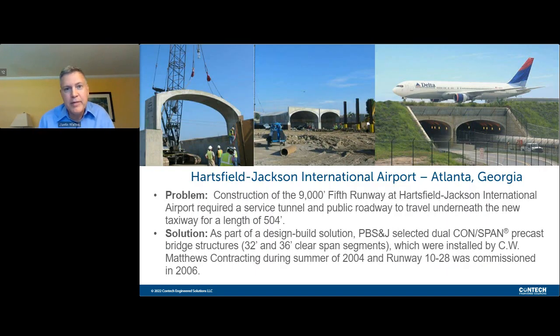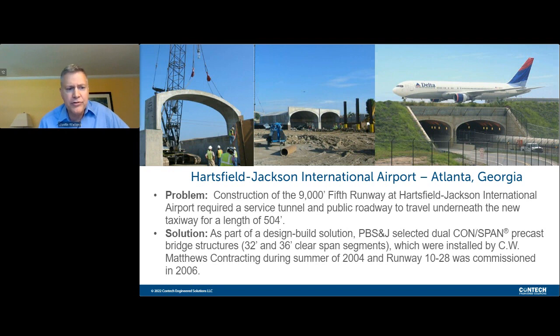So I would be remiss in mentioning all of these airports if I didn't mention the world's busiest passenger airport, which is Hartsfield-Jackson International Airport in Atlanta. And a while back, the problem they faced was the construction of the 9,000-foot fifth runway. And this required a service tunnel and a public roadway to travel underneath the new taxiway for a length of 504 feet. And I lived in Atlanta in the early 2000s during this time, and I remember the construction of the much needed fifth runway. But if you can imagine a 9,000-foot runway going through this very busy section of Atlanta, it was quite a daunting task. And this was just one of the many problems they had.